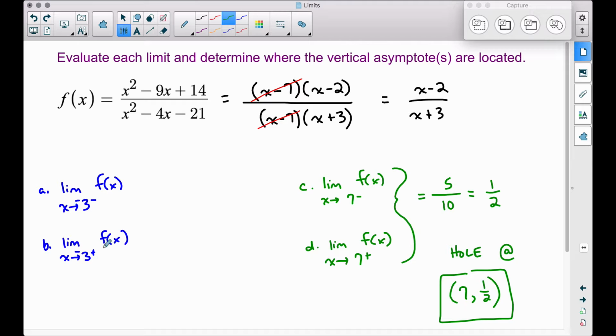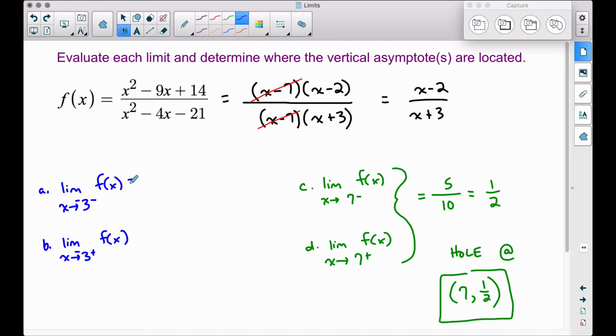Now, let's look at this one. We still have an issue, right? Because we're trying to plug in negative 3 and we still can't do it. This is a non-removable discontinuity. Vertical asymptotes are non-removable discontinuities. Let's try to evaluate these limits.